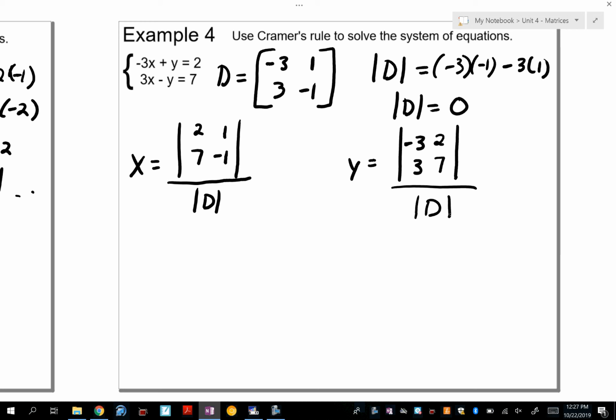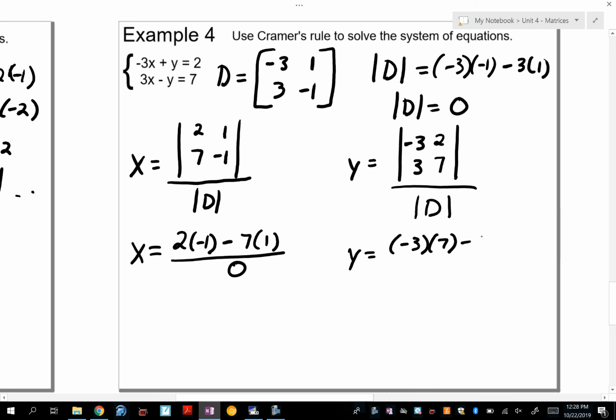I think now I understand your question. Yes, after the equal sign. Those are called the constants, the numbers that don't have variables with them. Now you should notice I wrote dividing by the determinant of matrix D, but you know that's 0, and I can't divide by 0, but I want you to keep it there. So x equals 2 times -1 minus 7 times 1 divided by 0. And y equals -3 times 7 minus 3 times 2 all over 0.